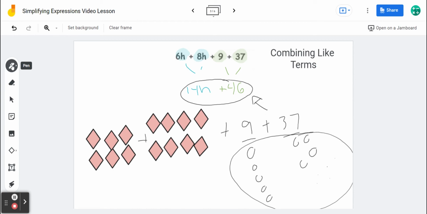And then you would combine all the diamonds because they all belong together as one, and you would get 14 diamonds, or 14 each. So you're taking something that has like groups that are separated but belong together, and you're actually putting them together. That's what combining like terms is.